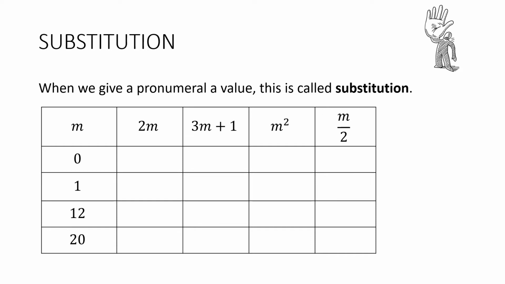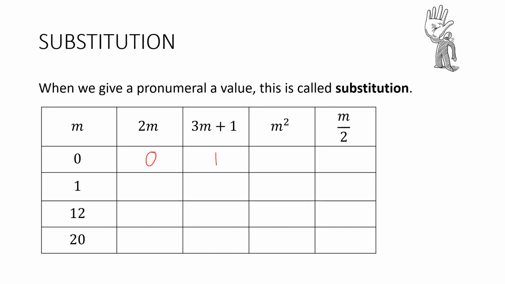So the first one says M is equal to 0. We want to work out the value of 2M. That's 2 times M. 2 times 0 is 0. The next one is 3M plus 1, so 3 times 0 plus 1. 3 times 0 is 0, plus 1 is 1.